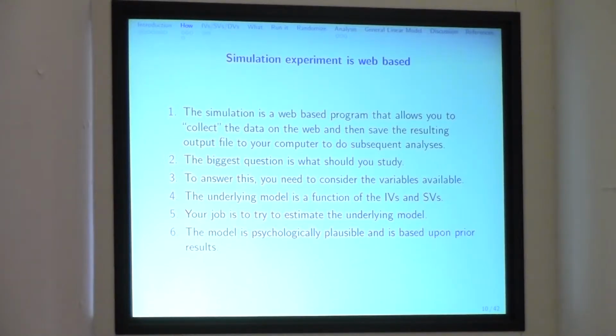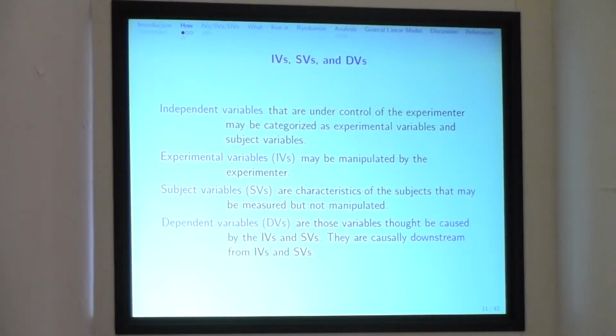And this distinction: you have to choose independent variables and subject variables, and try to estimate the underlying model. So what are the independent variables? The experimental variables are things you can manipulate. Subject variables are characteristics of subjects, and then there are dependent variables.